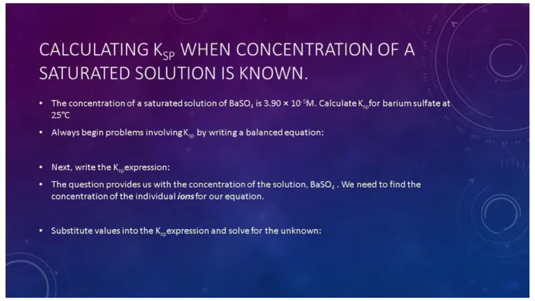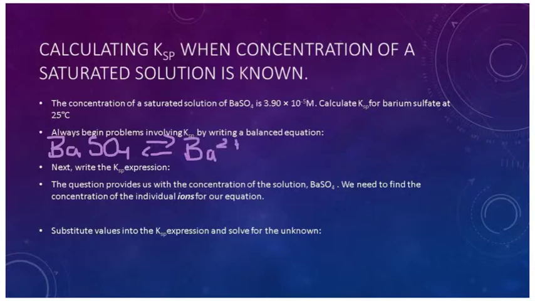So, calculating KSP when the concentration of the saturated solution is known. The concentration of a saturated solution of BaSO4 is 3.9 times 10 to the negative 5 molar. Calculate the KSP of barium sulfate at 25 degrees Celsius. So we're always going to begin our problems by writing out a balanced equation. So we start with what they give us, BaSO4, and that is going to be in an equilibrium reaction with its ions.